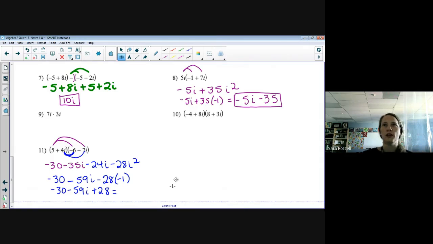Are there two terms we can combine now? The 30 and the 28. Negative 30 and 28, and that makes negative 2.